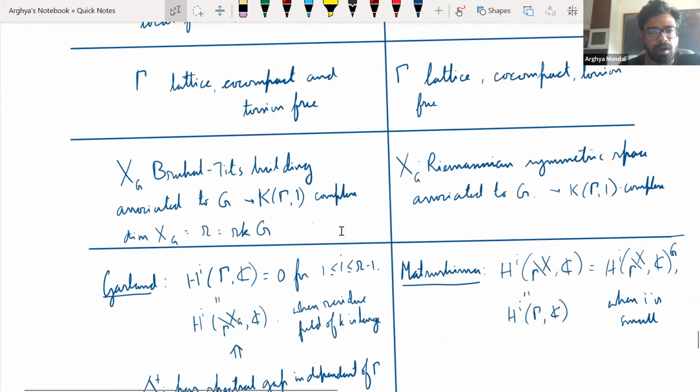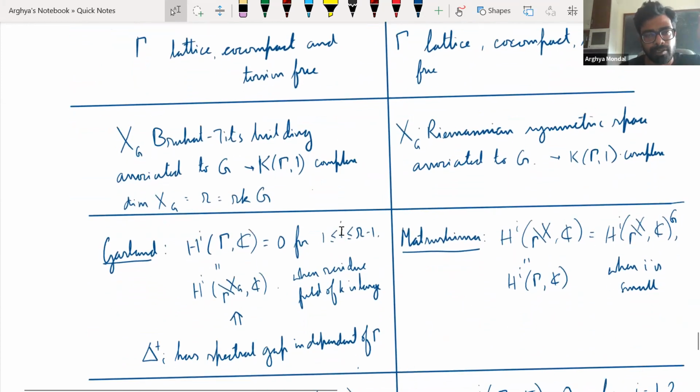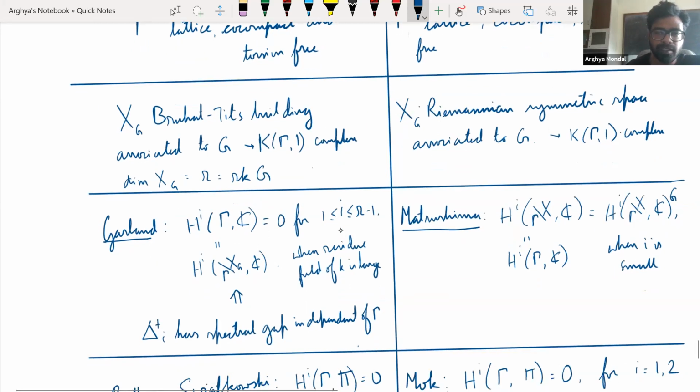And it was shown by Garland long ago that the group cohomology of these lattices is 0 for all dimensions below the rank. And this was Sayre's conjecture, and he proved it for groups for which the residue field of the non-Archimedean local field is large.